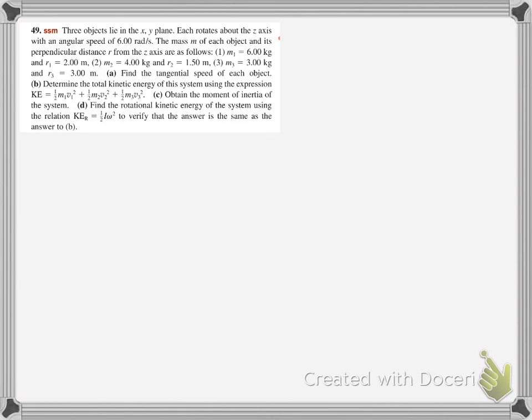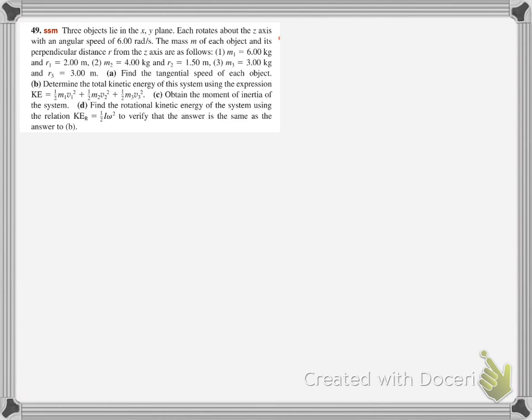Okay, this problem looks long, and it sort of is long, but it's really easy. Let's read. Three objects lie in the xy plane. Each rotates about the z-axis with an angular speed of 6 radians per second. The mass m of each object and its perpendicular distance r from the z-axis are as follows. m1 is 6 kilograms and r1 is 2 meters. m2 is 4 kilograms, r2 is 1.5 meters. m3 is 3 kilograms and r3 is 3 meters. Find the tangential speed of each object.